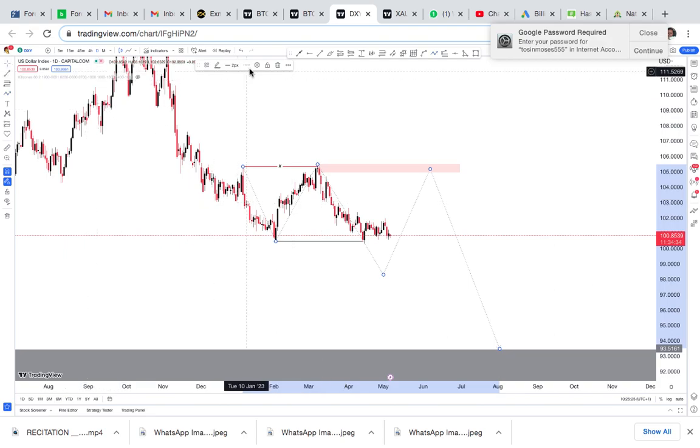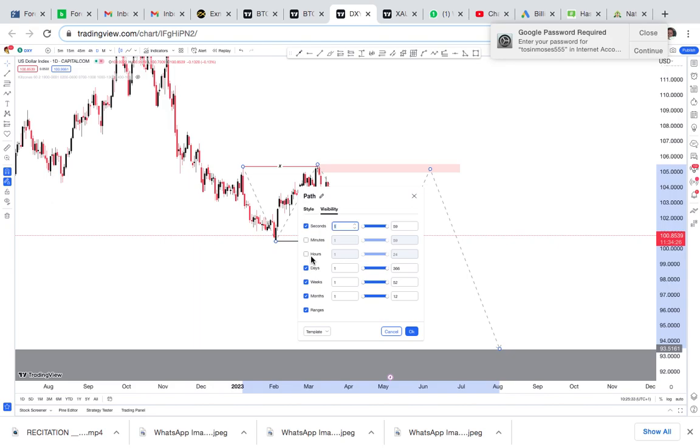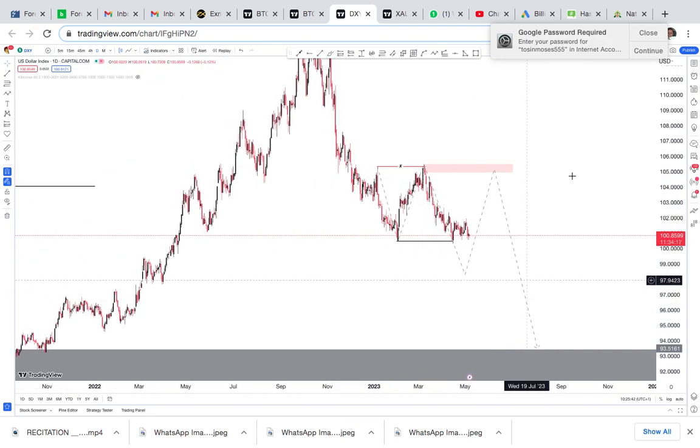Okay. This should be visible from daily downward also. So that's the DXY for now for me.